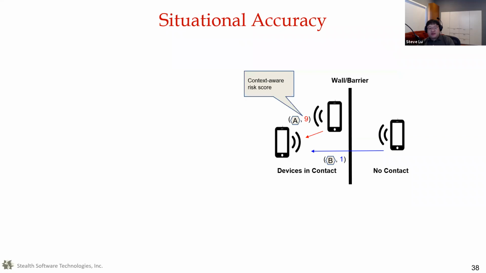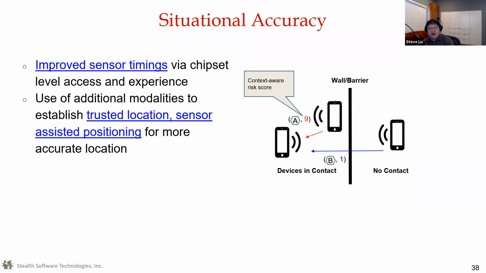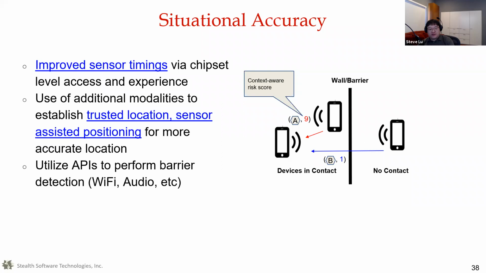And in terms of situational accuracy, there are improved sensors and different modes to ensure that when you actually receive a token, you're able to, based on a variety of factors, including things like location, things like signal strength, et cetera, assign a context-aware risk score. And this is not necessarily just from one sensor. This is potentially from multiple sensors. And there's a lot of experimental work that was done here to appropriately tune these risk factors.